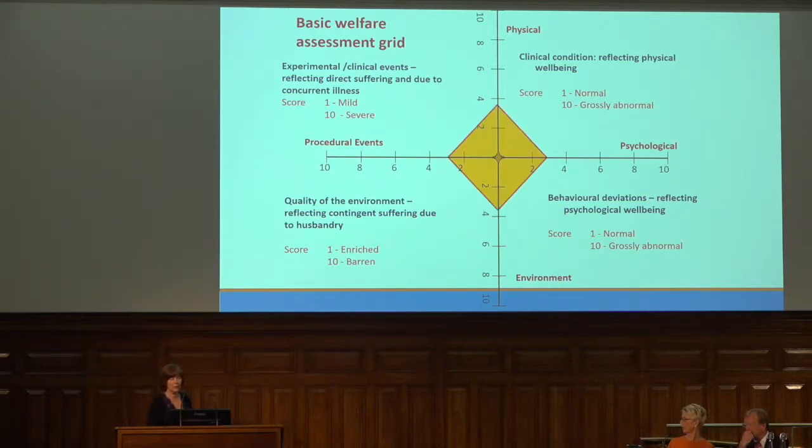So you end up with a quadrangle like this with your various scores, and you measure the area of that quadrangle to give you the cumulative welfare assessment score at that moment in time.